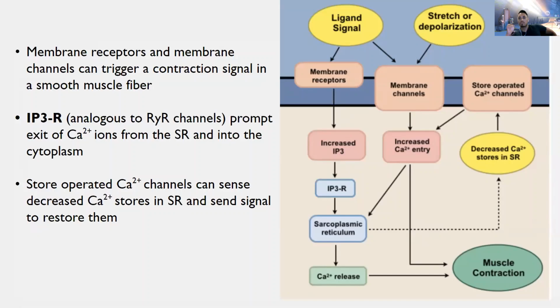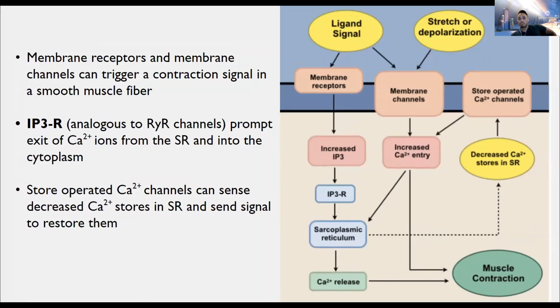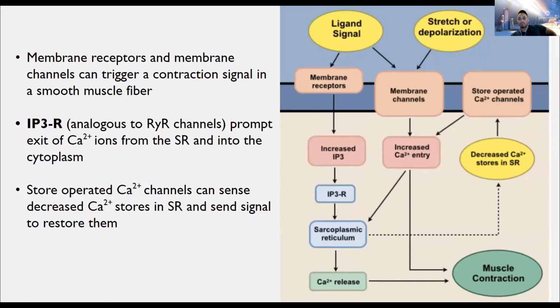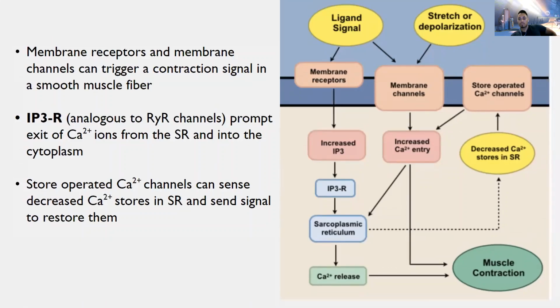And then we also have a unique feature here in these store-operated calcium channels that are able to sense a decrease in calcium stores in the sarcoplasmic reticulum. Once they sense that signal, they'll prompt an increase in calcium entry into the sarcoplasmic reticulum, which is important to prepare for the next cycle of contraction. So we have this unique mechanism in smooth muscle that does not exist in skeletal muscle.